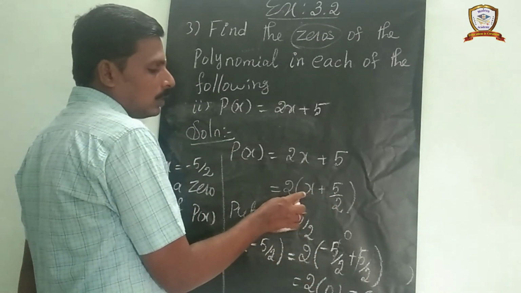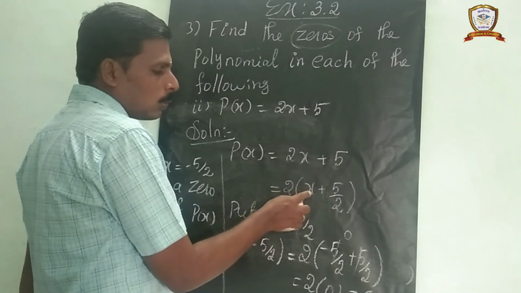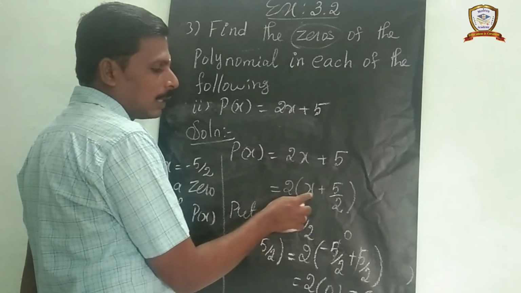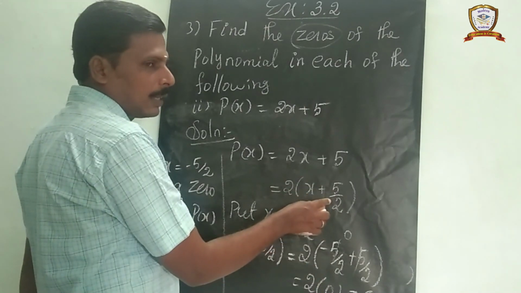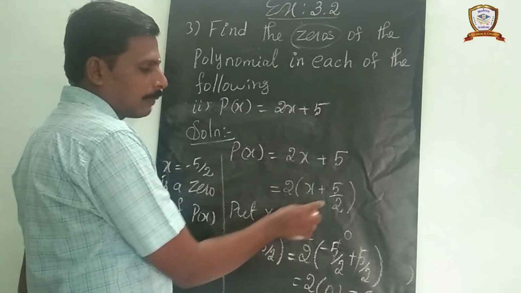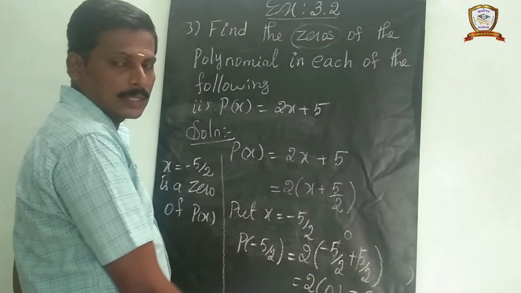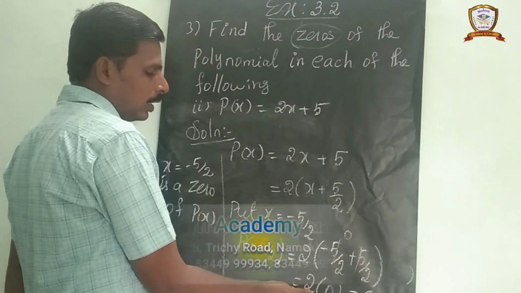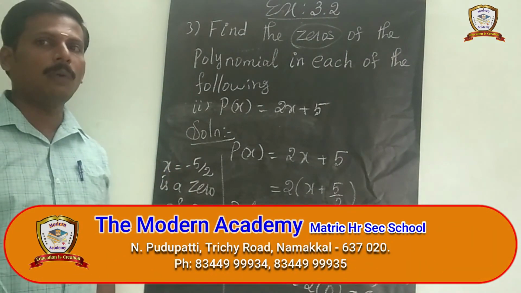Here put one value for x, we get the answer 0. Here plus 5 by 2, so put x is equal to minus 5 by 2. Same number but opposite sign. Here plus 5 by 2, here minus 5 by 2. Minus and plus are cancelled, so the answer is 0. 2 into 0, 0. So x is equal to minus 5 by 2 is a 0 of p of x.